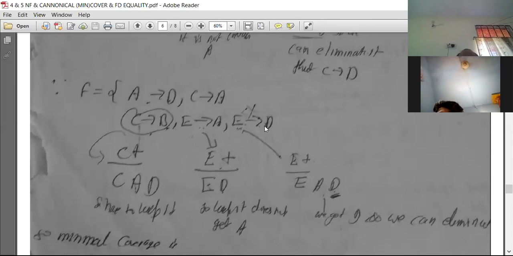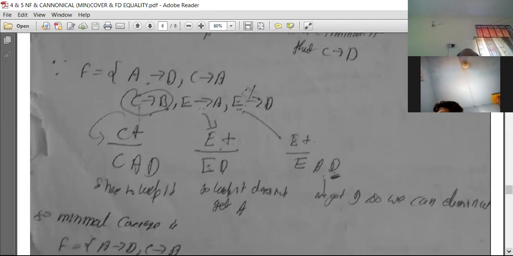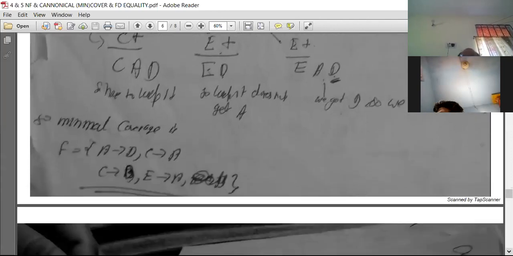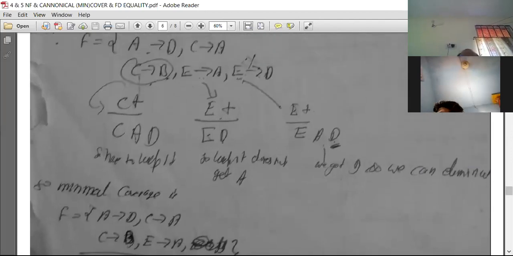Now E closure I will find, and I will see that D came in this closure. So the right-hand side came in this closure, so I will delete this FD. Now I will show what the minimal cover is. The remaining FDs are A tends to D, C tends to A, C tends to B, E tends to A, and this one will be deleted. So all these four FDs are our non-redundant FDs, our minimal cover. This is the answer for minimal cover.